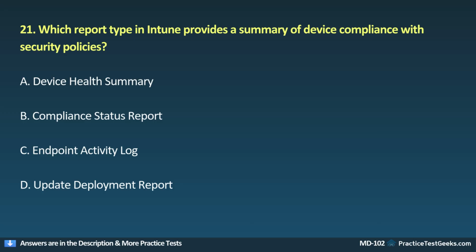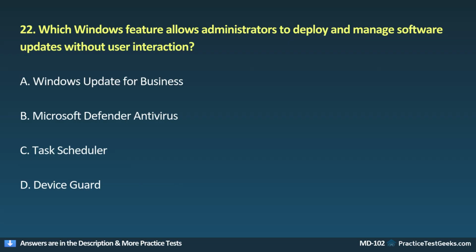21. Which report type in Intune provides a summary of device compliance with security policies? A. Device Health Summary. B. Compliance Status Report. C. Endpoint Activity Log. D. Update Deployment Report.